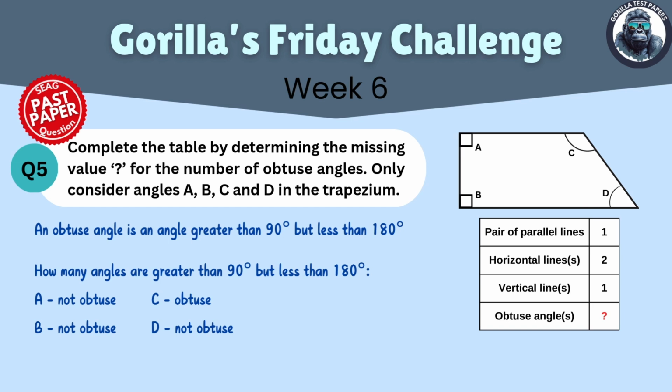So overall, we know that there is only one obtuse angle within the shape. This is the answer for this question.